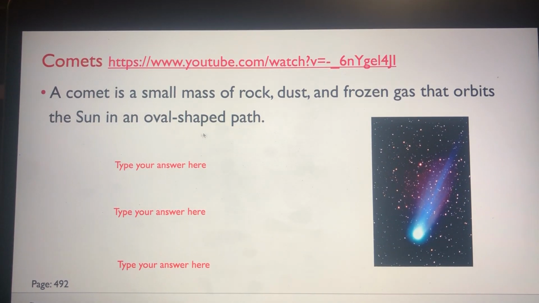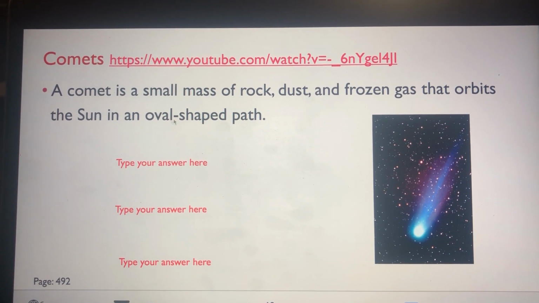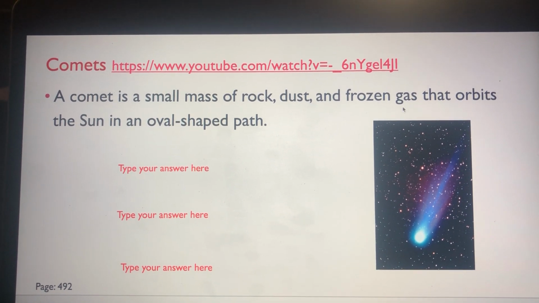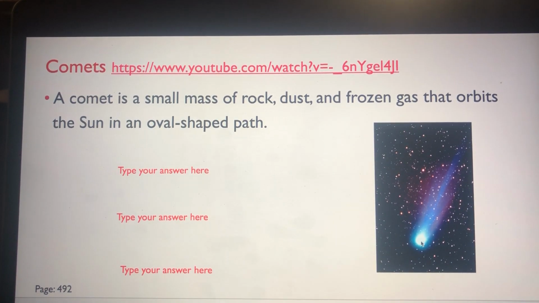Alright, comets. You can find a video right here that explains comets. A comet is a small mass of rock, dust, and frozen gas that orbits the sun in an oval shape. It looks something like this.